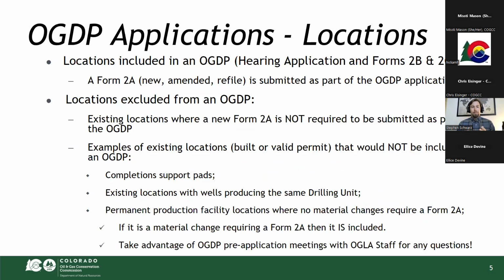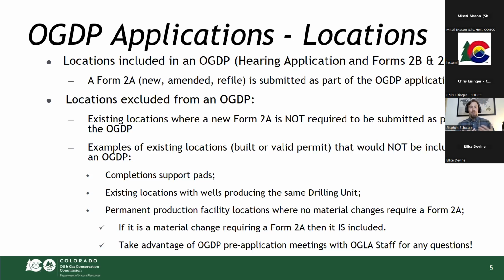So going forward, the locations that should be included in OGDP, and I'm speaking primarily to the hearing application and the forms 2B and 2C, would be locations that have a Form 2A submitted as part of the OGDP application, whether that's a new, amended, or refile Form 2A. And that's it, simply. So this means that locations that would be excluded from an OGDP would be existing locations where Form 2A is not required to be submitted as part of the OGDP.